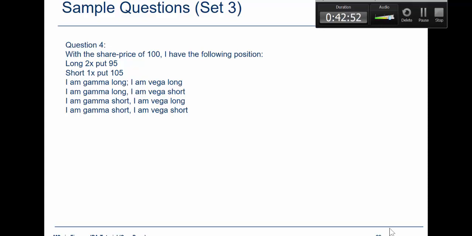Okay. Question 4. With the share price of 100, I have the following. So I'm long 2 puts out of the money. I am short 1 put, which is in the money.